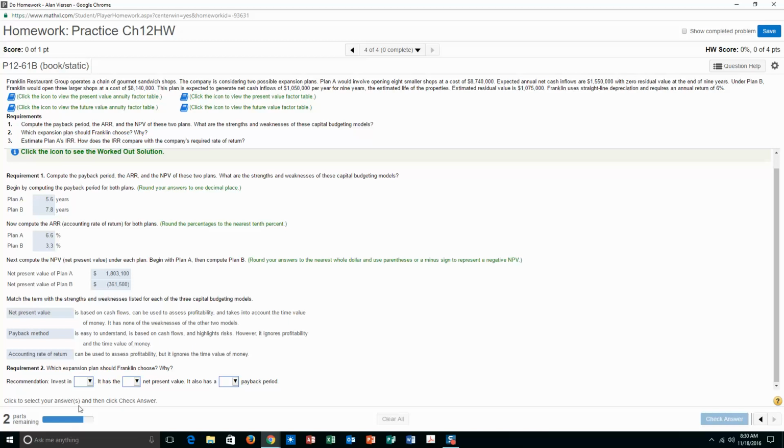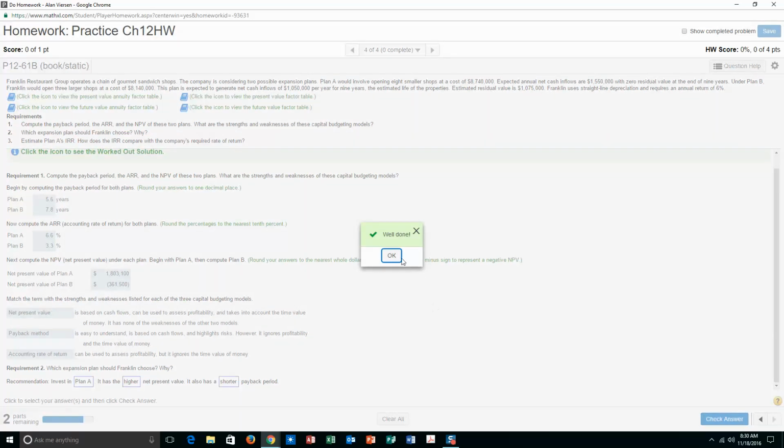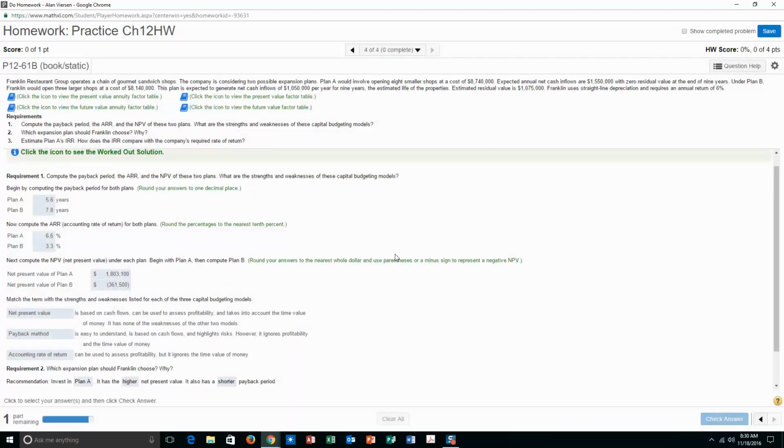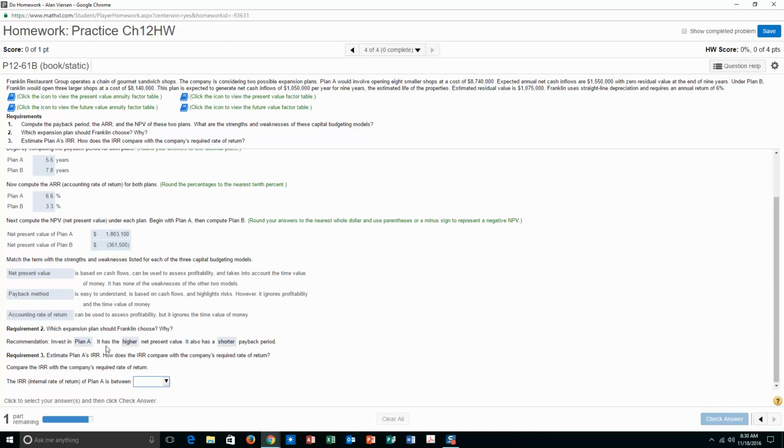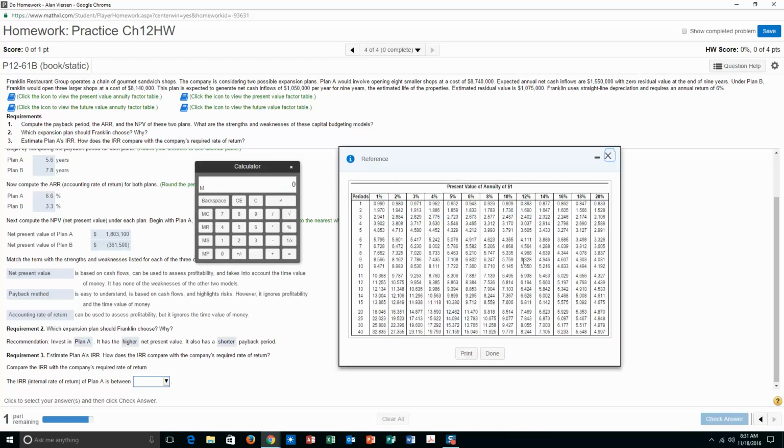Okay, so recommendation is Plan A. Okay, it has the higher net present value, and it also has the shorter payback period. So that's what you're looking for in your decision-making process. The one with the highest net present value, the shorter payback period. And if you can get an accounting rate of return, that's also fantastic.